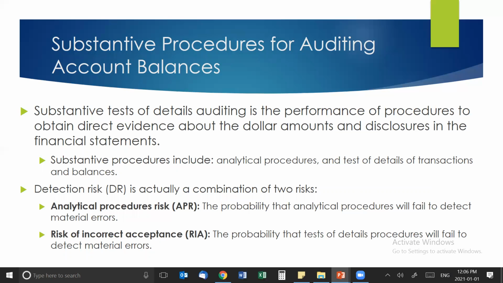Okay? And then the second part is the risk of incorrect acceptance. This is the probability that test of detail procedures will fail to detect material errors. So it is the risk that the procedures that you do will fail to detect material errors. If this is low, you'd have to do more work. Okay, so the lower the risk of incorrect acceptance, the more work you need to do, the more samples you need to obtain to make sure that your procedures will not fail to detect material misstatements.